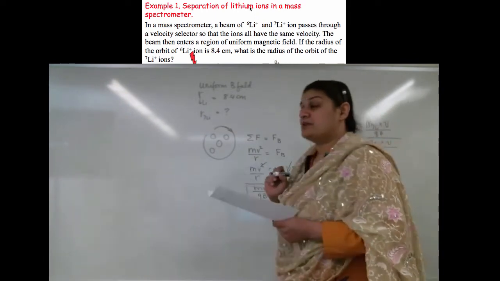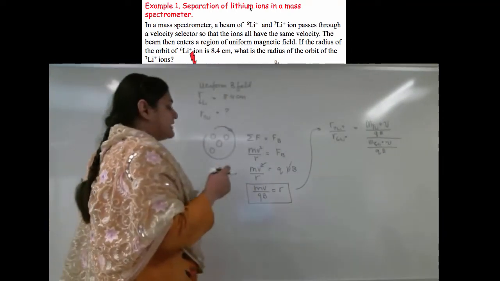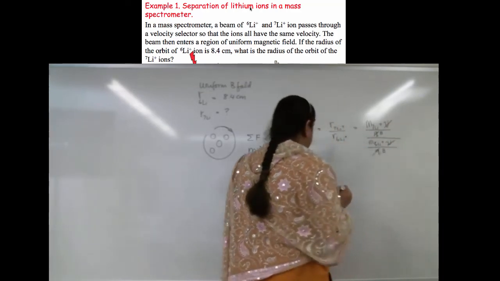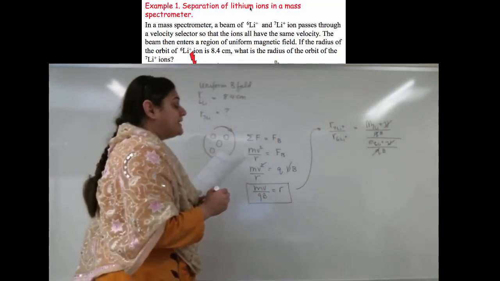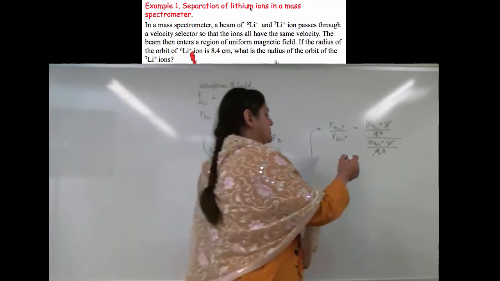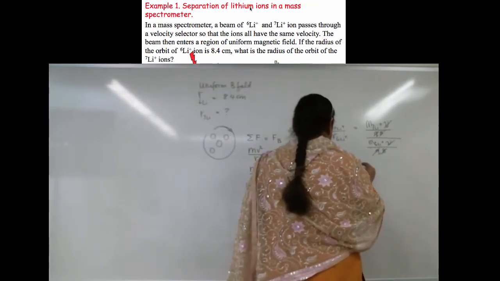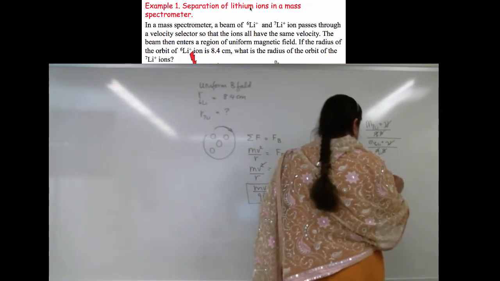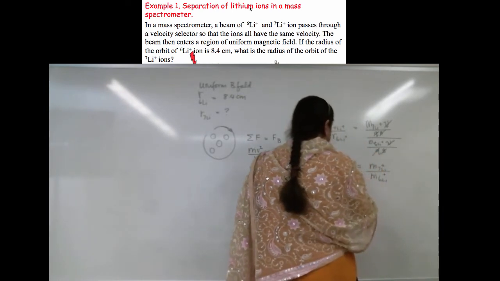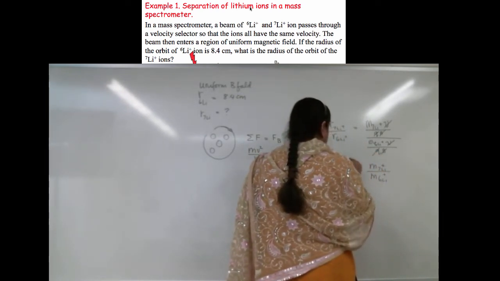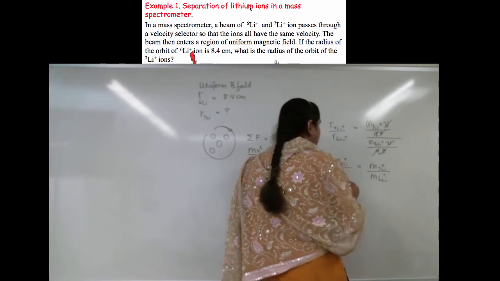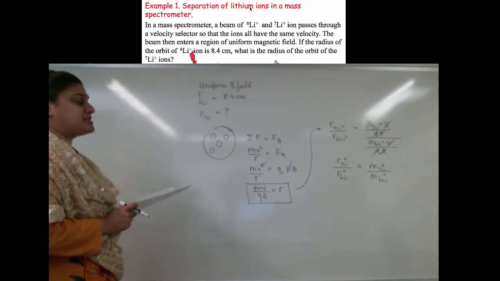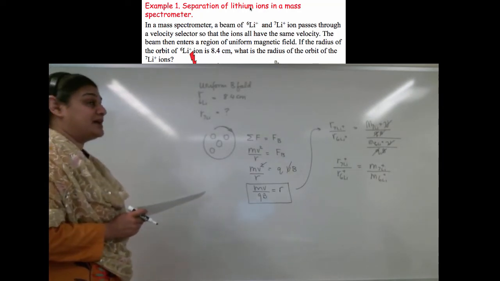Now, both are ions of basically lithium, so the q's, the charges, will be the same, and the velocities will be the same. And B, are they being exposed to the same B? Absolutely. So this will get canceled. What am I left with? I am left with the mass of lithium-7 over the mass of lithium-6. Now, if I only knew what the mass of the lithium-7 ion and the lithium-6 ion were, I would be able to calculate the radius, which is easy.